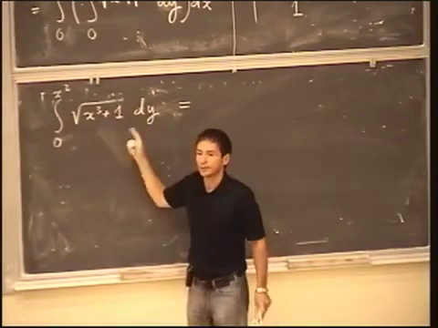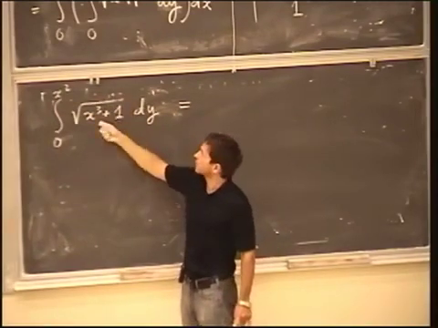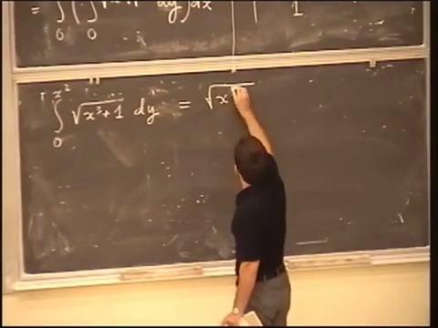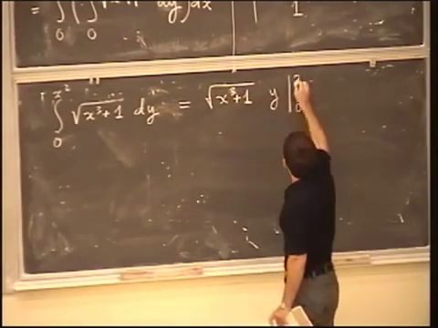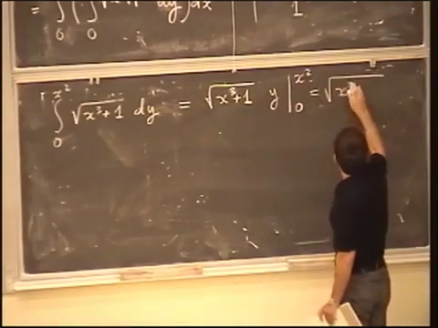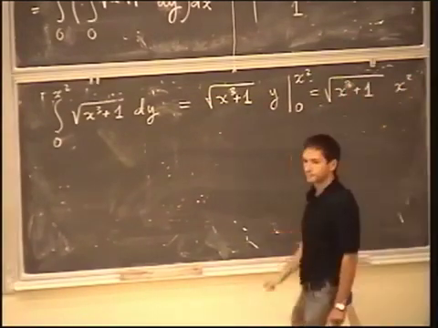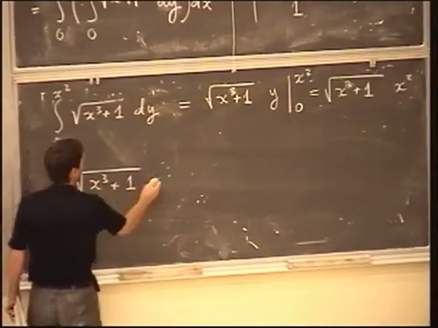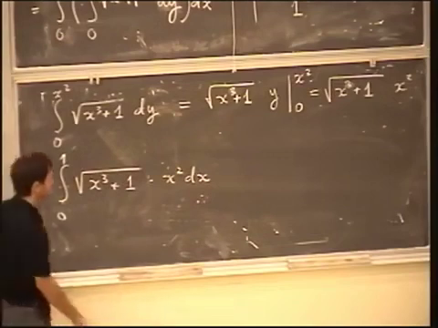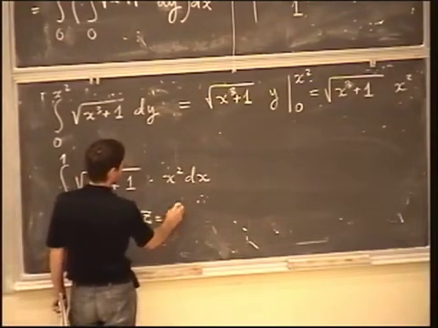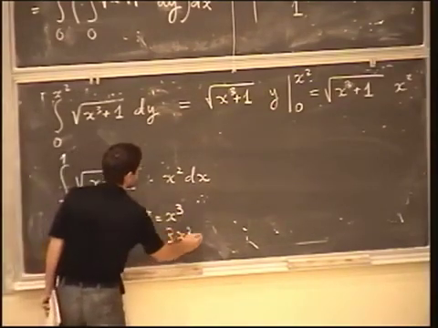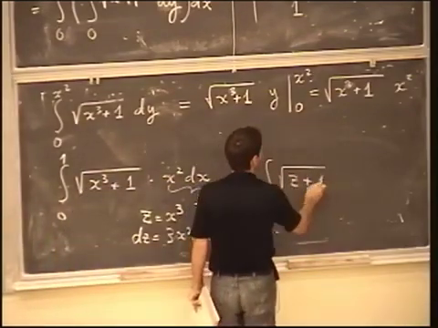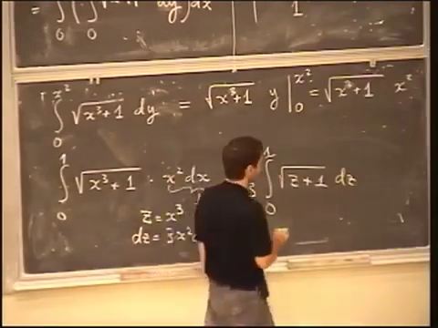This function looks very complicated, but remember, we're now integrating over y, so this is a constant function, because x is frozen. So the antiderivative is actually this constant, because it's independent of y, times y. And then you do it from 0 to x squared, so you get square root of x cubed plus 1 times x squared. Now you have to integrate the result, which is very easy, because you can introduce a new variable z, which is x cubed, and then dz is 3x squared dx, so that this becomes 1/3 of dz. And this becomes 1/3 of square root of z plus 1 dz, which is very easy.